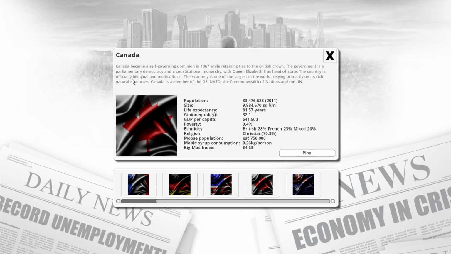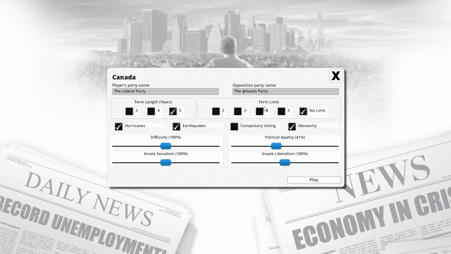So I'm going to go ahead and choose Canada. Now in this game, you choose your country, and you are the prime minister or the president of that country, depending on what country you choose. And you basically start off. You got some settings you can choose here.